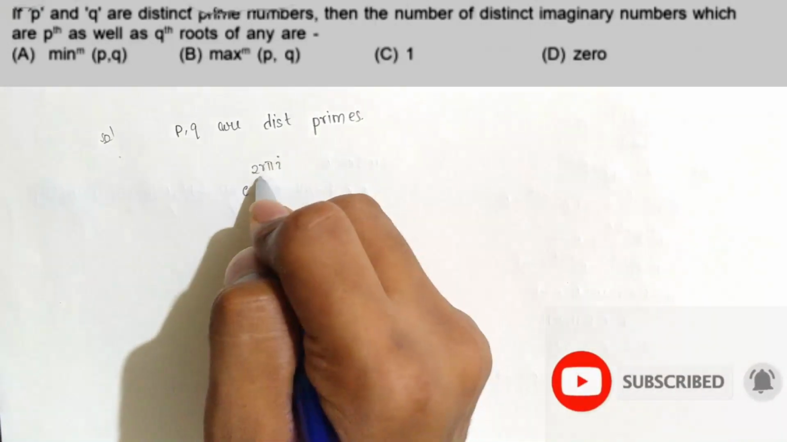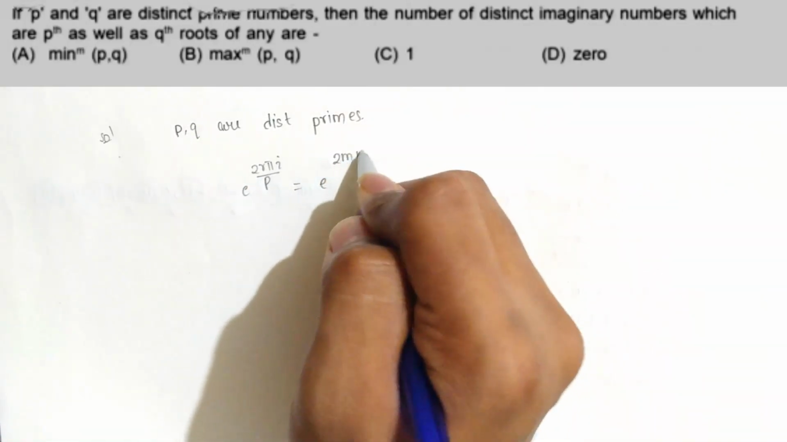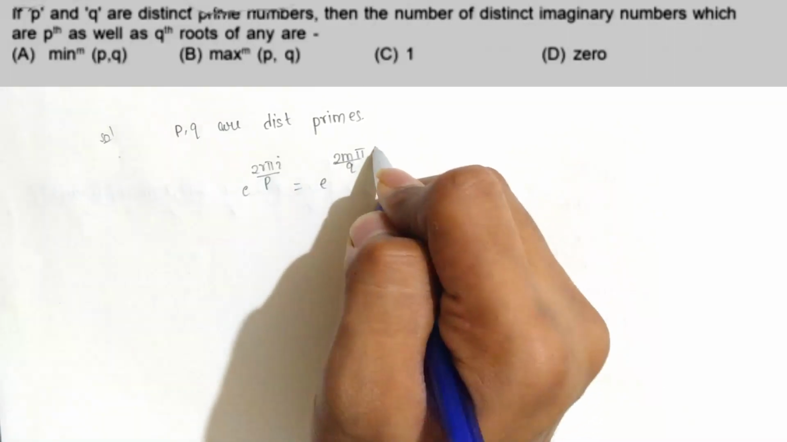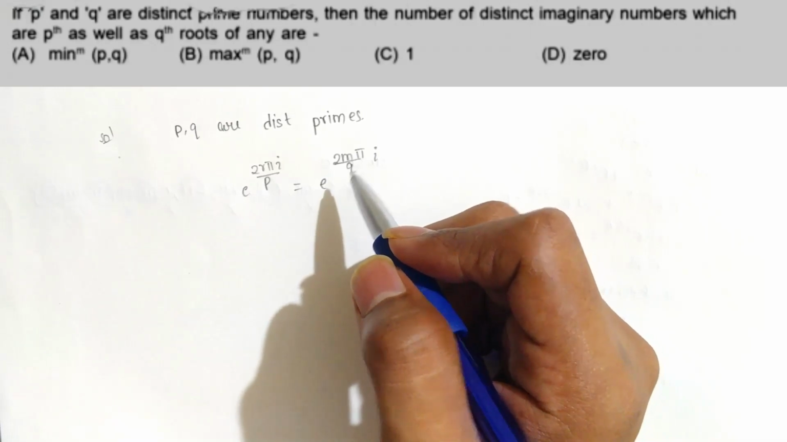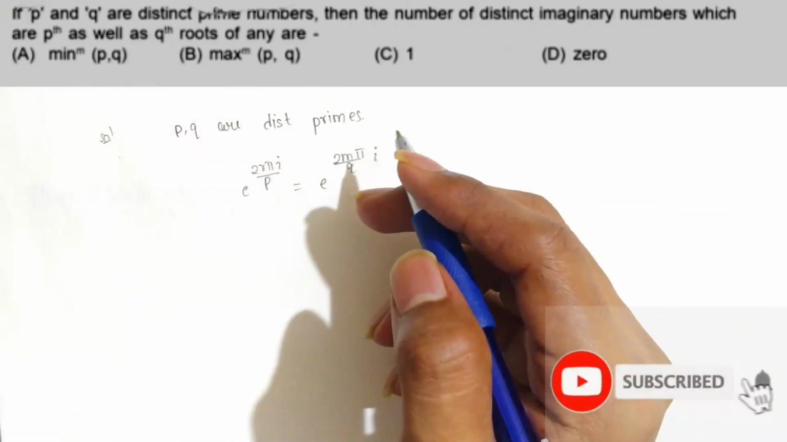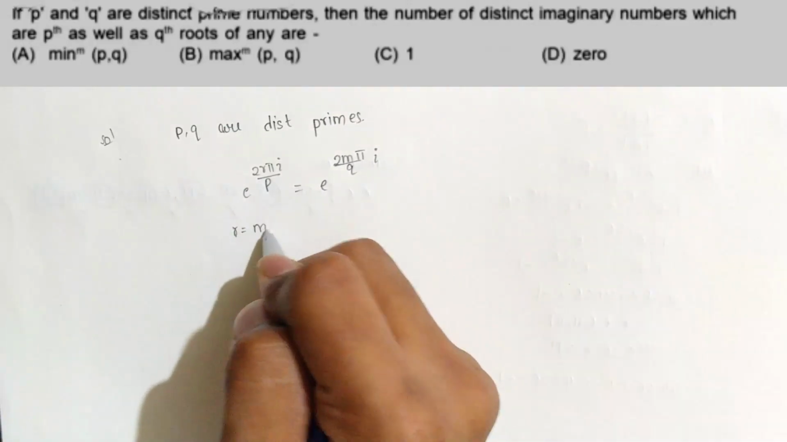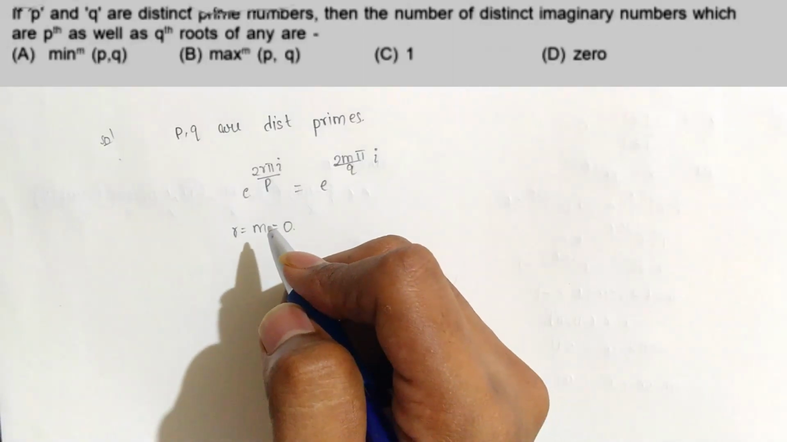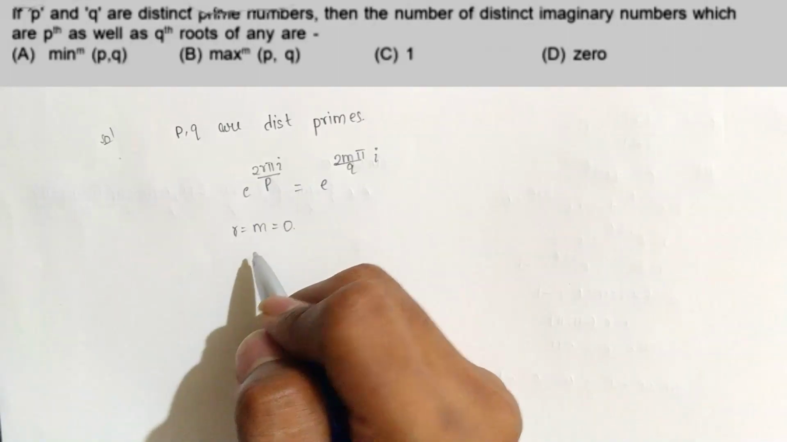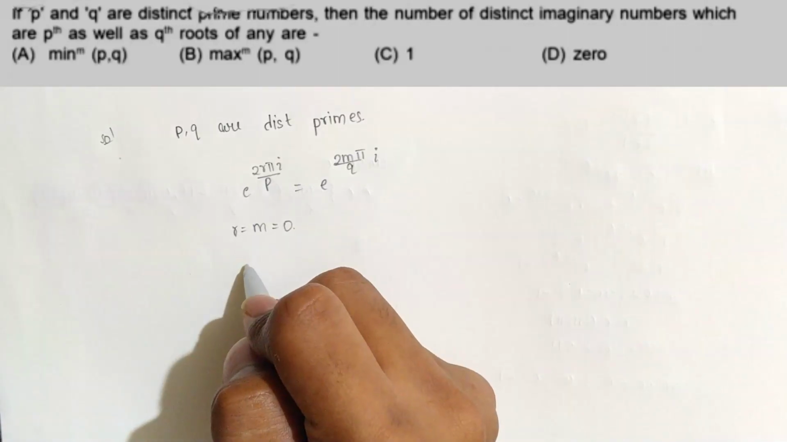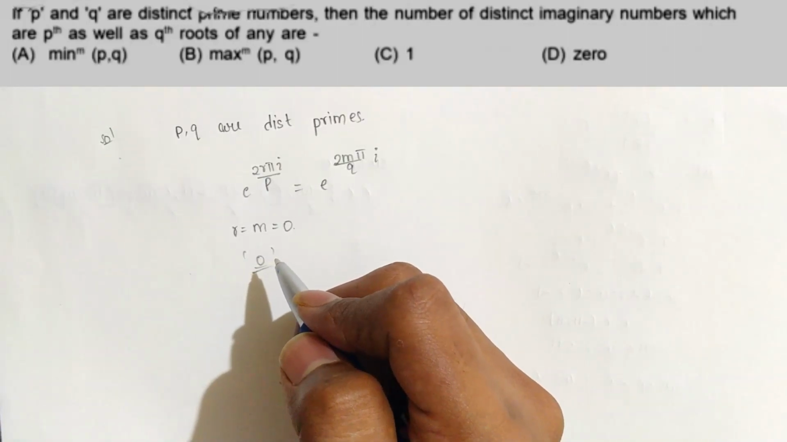e power 2r pi i divided by p equals e power 2m pi divided by q into i, and r can be anything from 0 and m also can be anything from 0, and this is possible only for r equals m equals 0. So they are asking the number of complex numbers. As r equals 0 and m equals 0, it will be 0, and 0 is not a complex number, so no complex number.